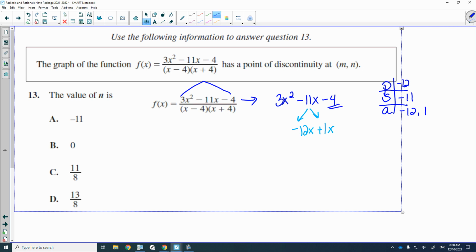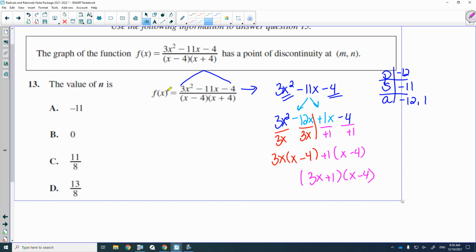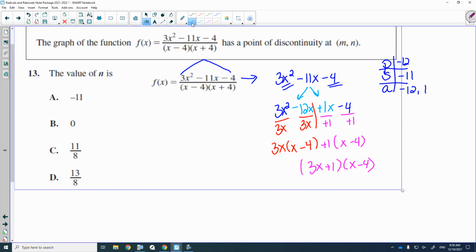And then bring down that negative 4, bring down that 3x squared. Split it in half and group factor. I could factor out from those two terms a 3x. And then on the right-hand side, I could factor out a plus 1. So my answer would have been 3x plus 1 and x minus 4. That's the most amount of work you'd have to do for these type of questions.